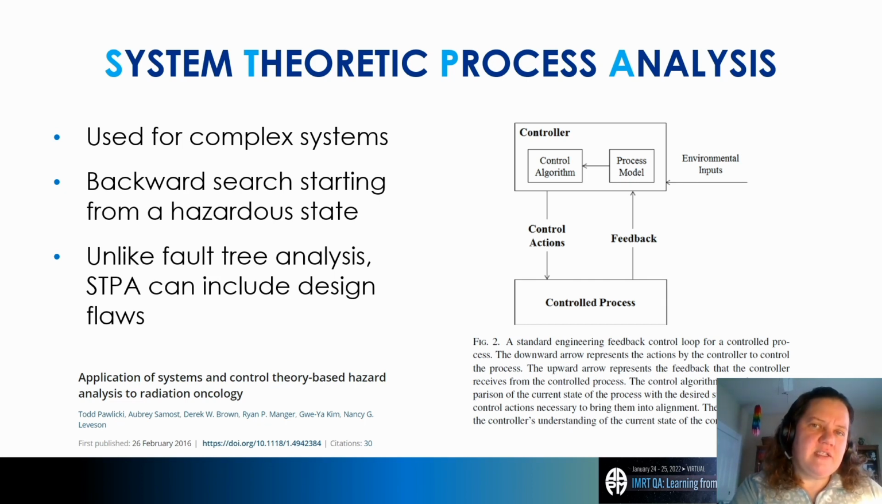And STPA is used for very complex systems that we have nowadays. It is a backward search starting from hazardous states that we want to avoid. And unlike the fault tree analysis, STPA can actually include design flaws of the system. And the core of an STPA analysis is that you draw out a control loop. So you have a controller that has a process model and the control algorithms, and the controller acts on the controlled process and you get feedback from the controlled process. And so you have a loop here, and then you also have some environmental inputs.